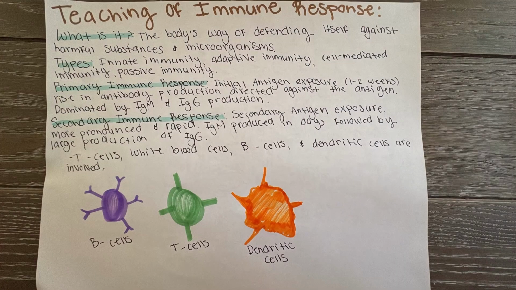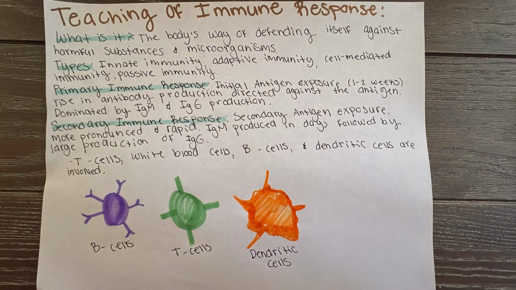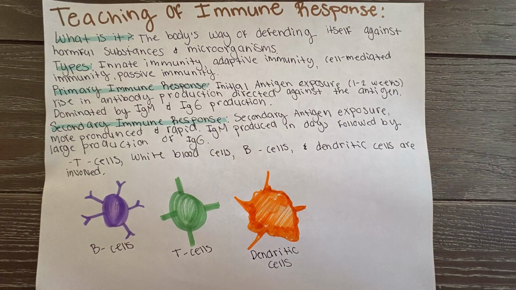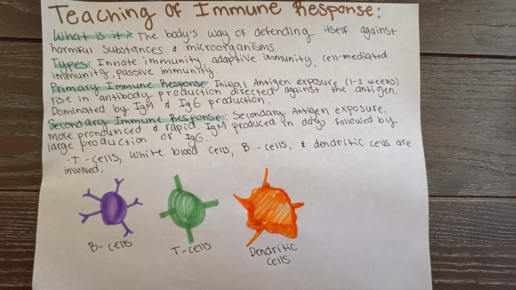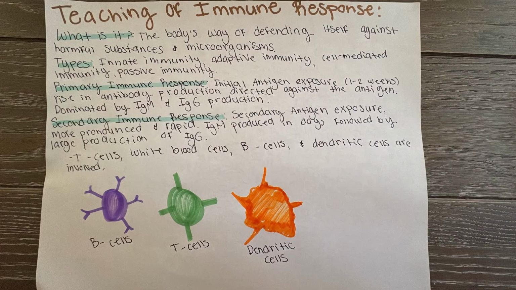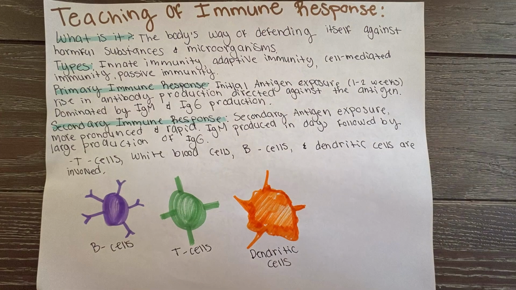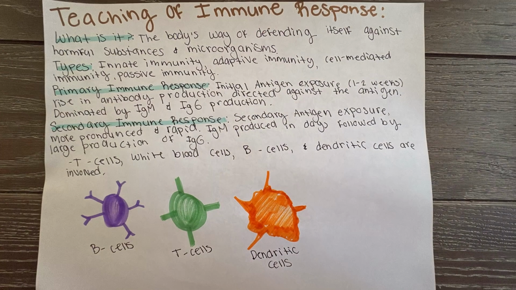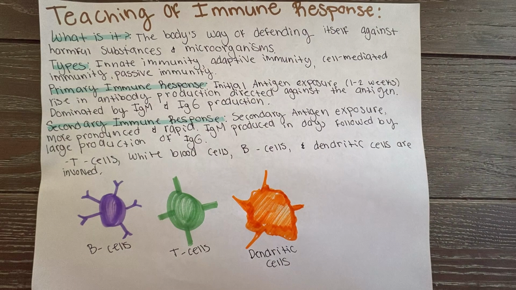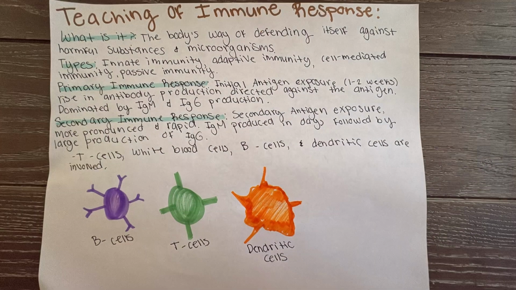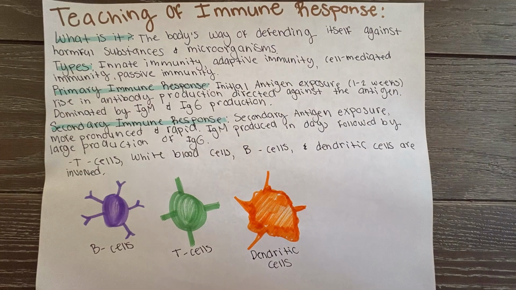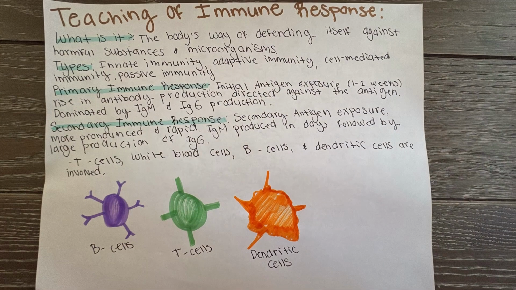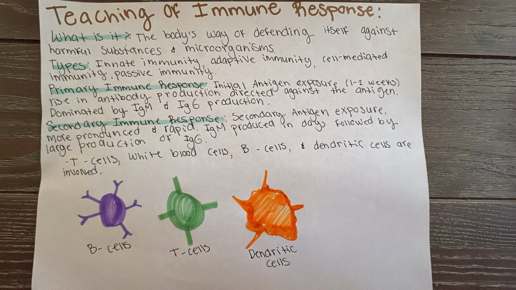Immune response is the body's way of defending itself against harmful substances and microorganisms. The different types of immune responses include innate immunity, adaptive immunity, cell-mediated immunity, and passive immunity. The primary immune response is the initial antigen exposure, usually 1 to 2 weeks. It rises in antibody production directed against the antigen. It's dominated by IgM and IgG production.